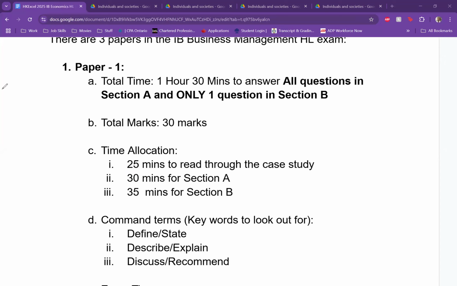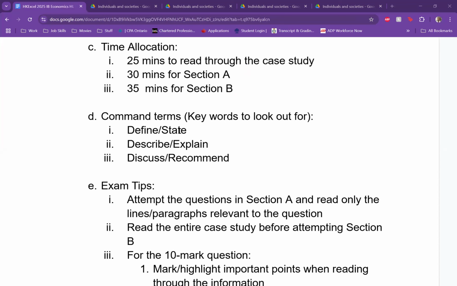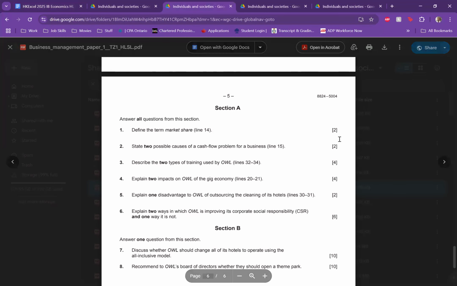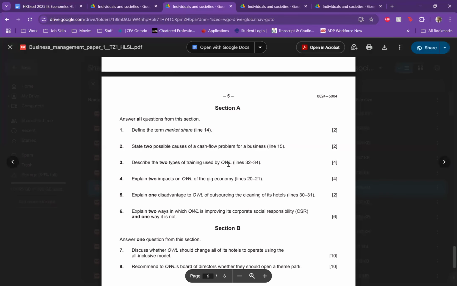The command terms that you will most likely come across in paper 1 are define and state, describe and explain, or discuss and recommend. Define and state are going to be the simpler, smaller questions. So in this case, you'll notice that these are 2-mark questions. The describe and explain command terms are slightly larger, 4-mark questions.